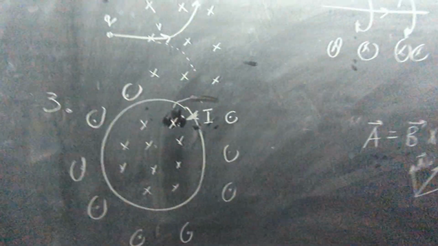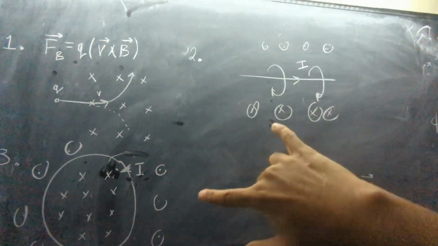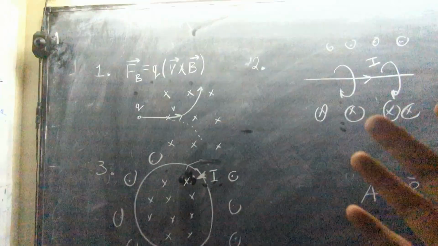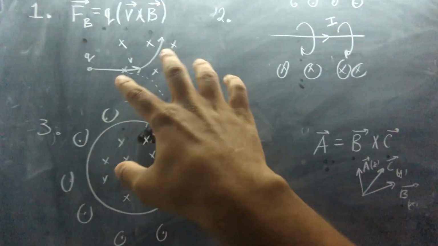So these two are connected, but this one is from the formula of the cross product. This is how you'd use the right hand rule for these three situations.